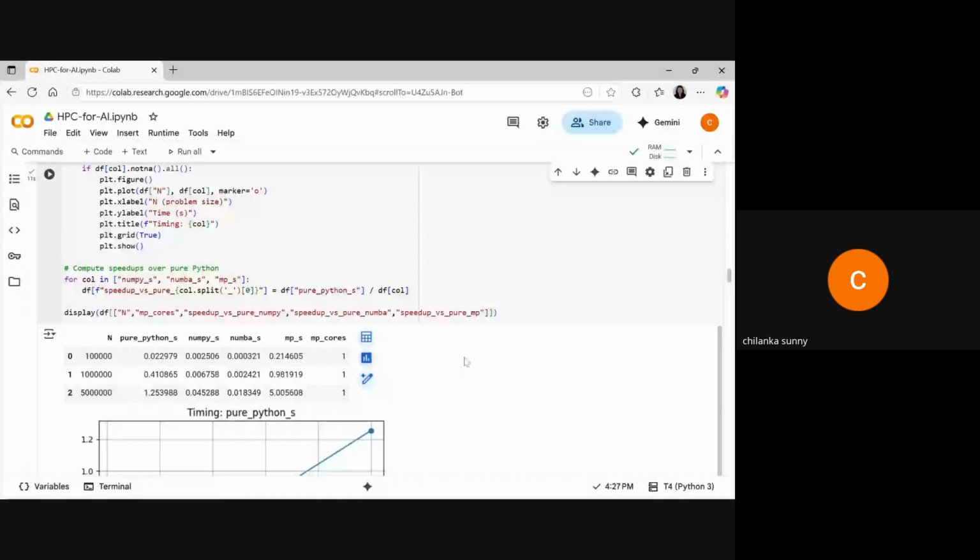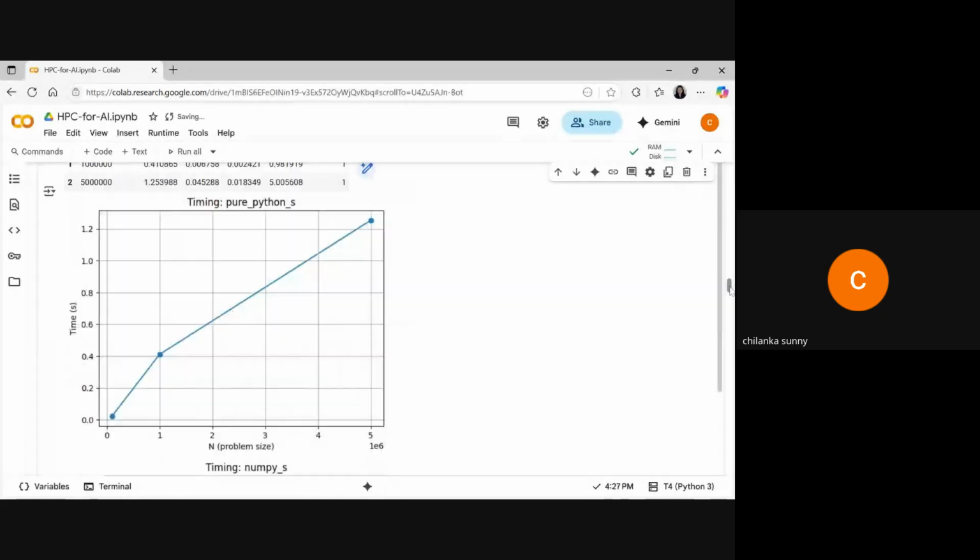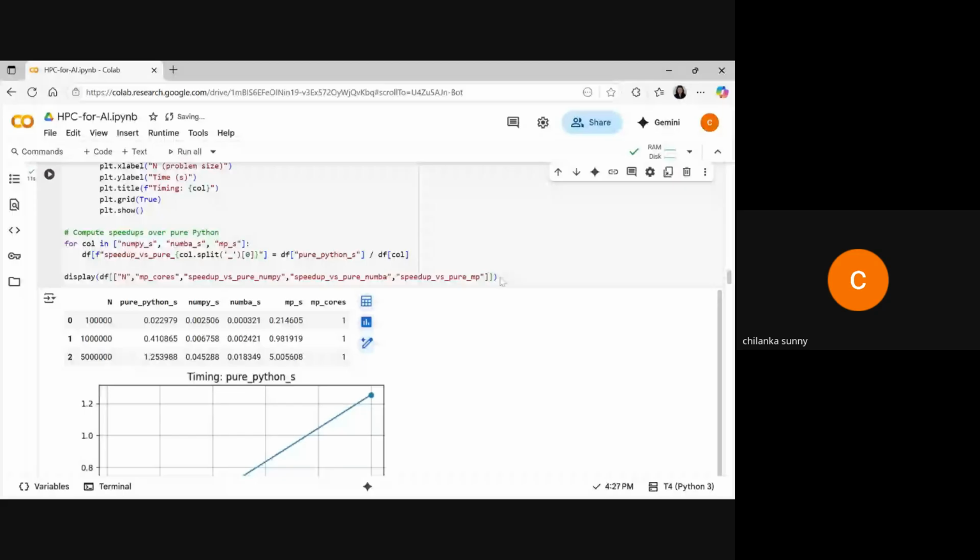So these are the outputs. What is given in the tables is the runtime in seconds for the data sizes 100,000, 1 million, and 5 million. The first column is N, and the next column shows the results with pure Python. Next is NumPy, and the other is Numba JIT. Next is the multiprocessing environment. The cores are kept as one. We haven't increased any processing units.